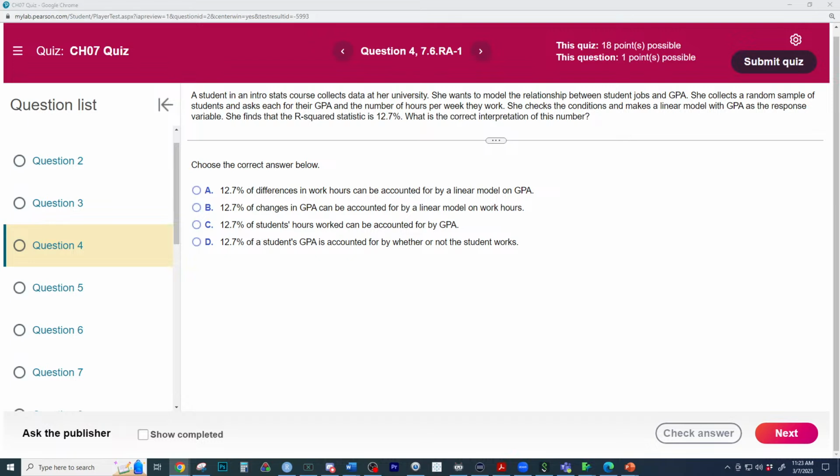Stat 201, chapter 7 quiz. A student in an intro stat class wants to model the relationship between student jobs and GPA. She collects a random sample of students and asks each student their GPA and number of hours worked. She checks the conditions and makes a linear model, with GPA as the response variable, that means it's the Y variable of interest. She finds the R squared to be 12.7%. What is the correct interpretation?